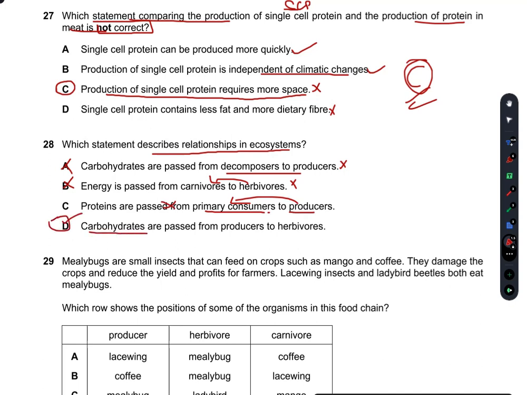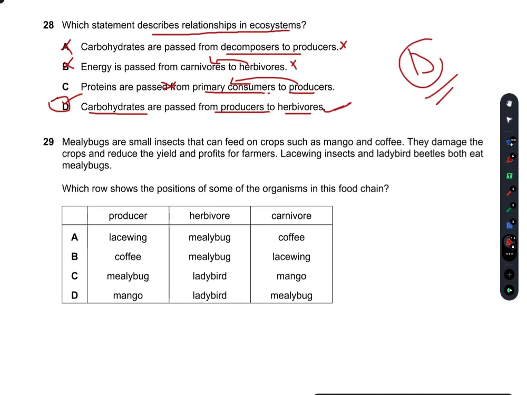Carbohydrates are passed from producers to herbivores. Yes, this is in accordance with the trophic levels. So D makes sense. D is the right answer.